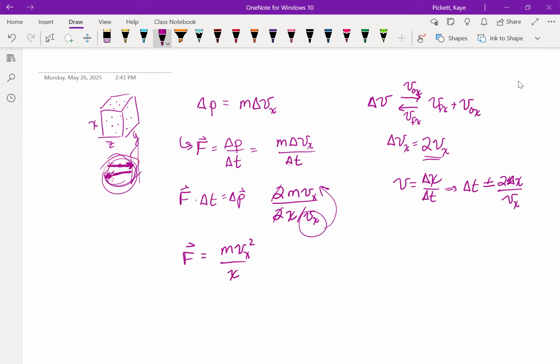Because mv squared, anytime anybody says mv squared, your brain should immediately go to kinetic energy. And by gosh, yes, it will. Which is also kind of cool if you're looking at it and thinking about it. Well, that's just saying that force times distance equals change of kinetic energy. There's your work energy theorem. We have run the gamut, have we not?